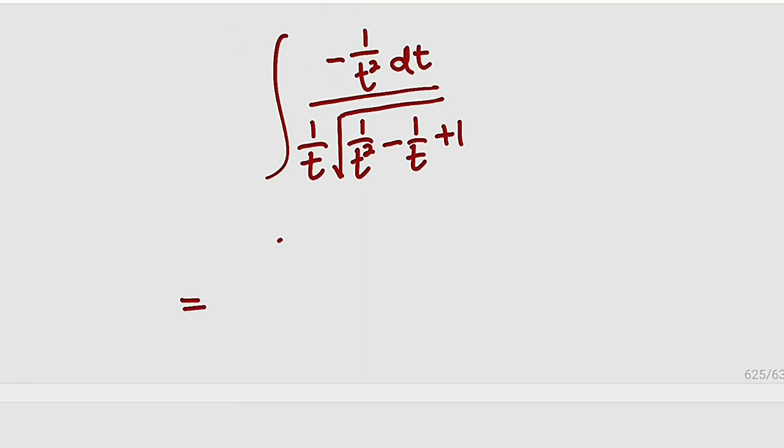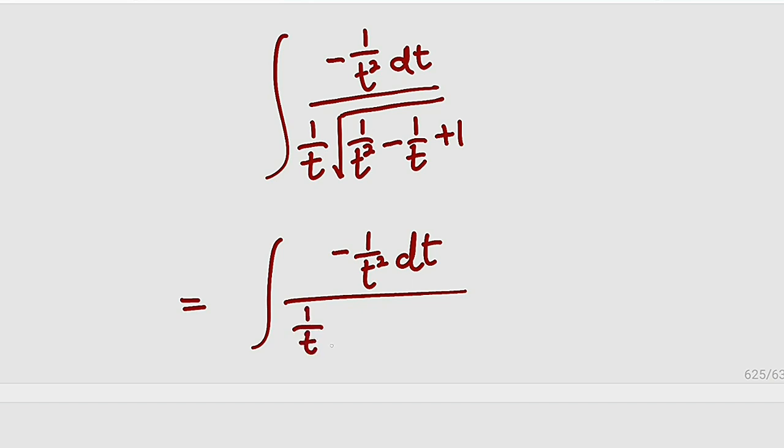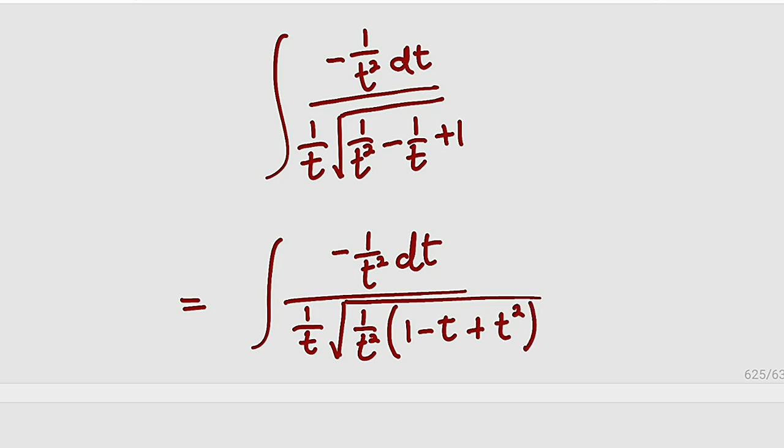So this is equal to the integral of negative 1 divided by t squared dt, divided by 1 divided by t multiplied by the square root of, I would like to factor out 1 divided by t squared. Then inside, from this term, we have 1 left, right? Take this, divide by what you have factored out, you have negative t, then plus 1 divided by that, you have t squared.